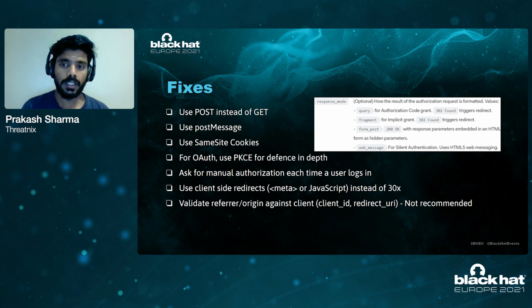And one can also use client-side redirects instead of 302 or 301 in combination with X-Frame-Options and CSP frame-ancestors. Twitter, for example, uses this method of redirect for authorization. The last one is to validate the referrer origin against the client, though we do not recommend using this as it suffers from the same issues as with CSRF protection with referrer origin.